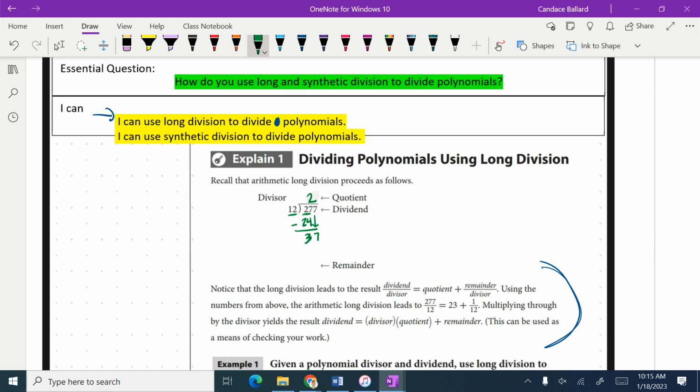Okay. Now we have to figure out how many times does 12 divide 37? 3. Okay, so I put the 3 up here. Actually, I'm going to do this in a different color. Put the 3 up there. 3 times, now I have to multiply by 12 again. 3 times 12 is what? 36. And what operation do I do again? Subtraction, and my remainder is 1.